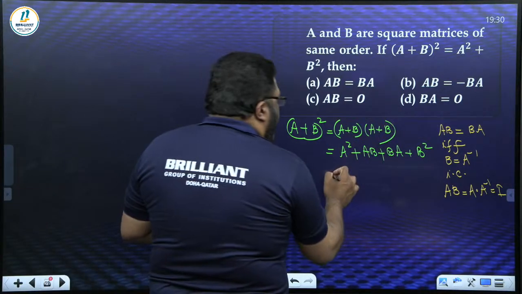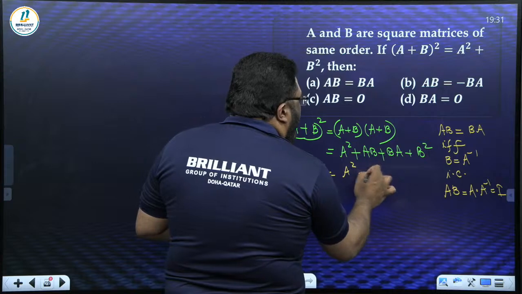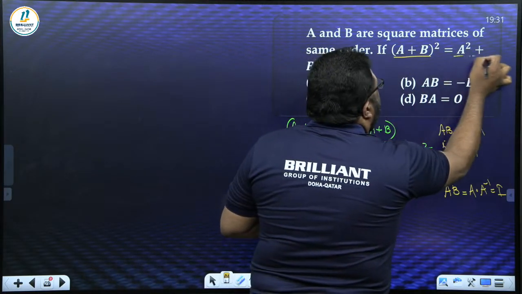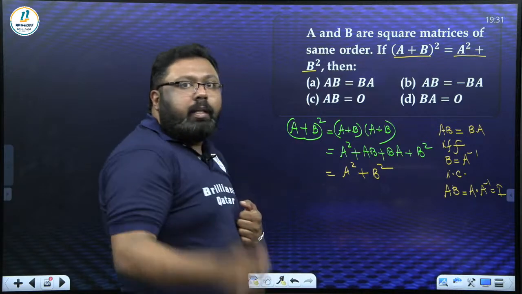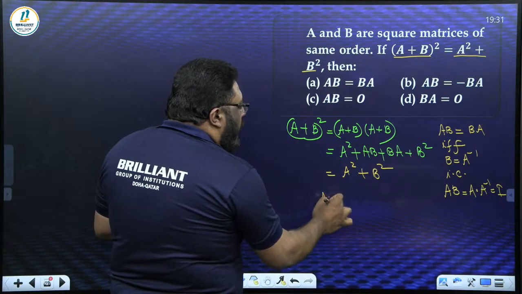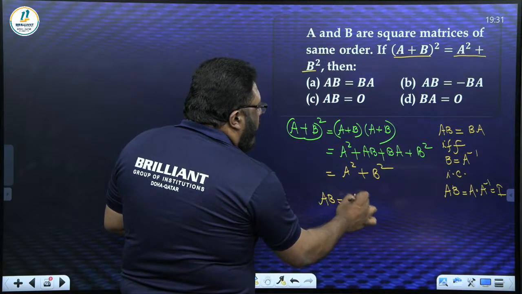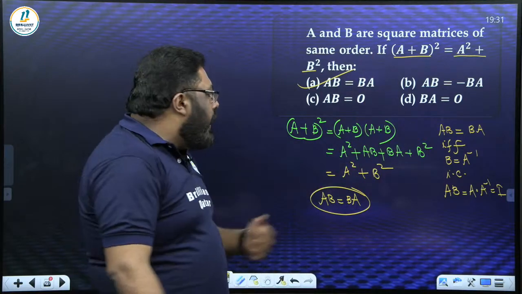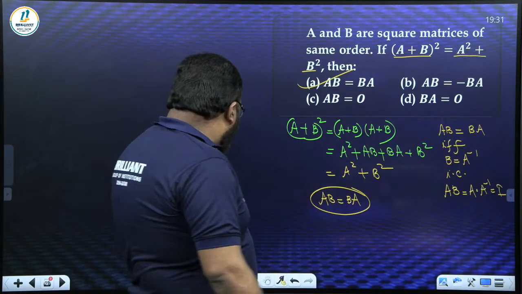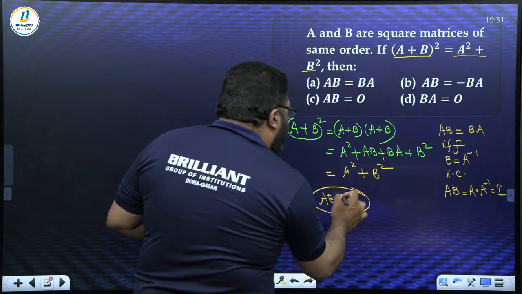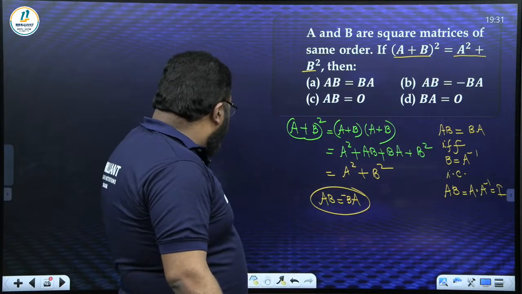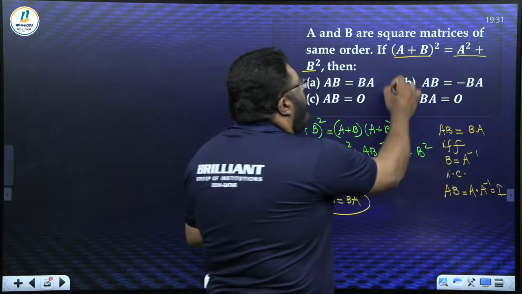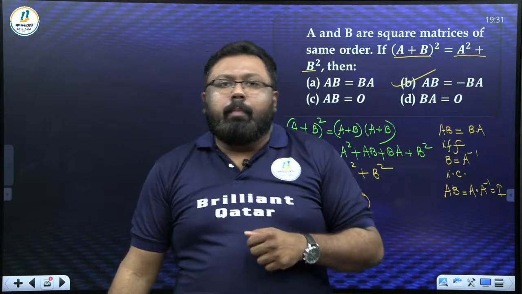But now here they are saying that this expression is equal to A squared plus B squared. Then this happens if and only if AB equal to BA. Correct? If and only if what? Sorry, AB equal to minus BA. Option B. AB equal to minus BA.